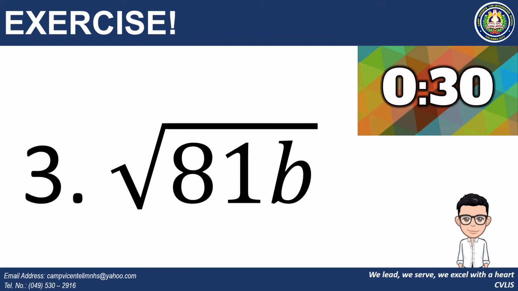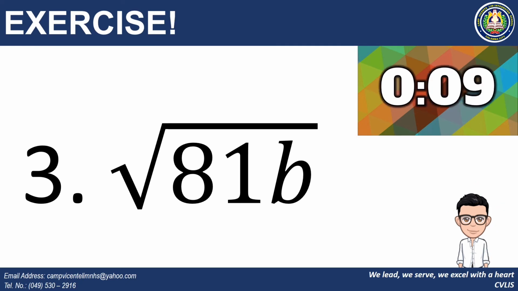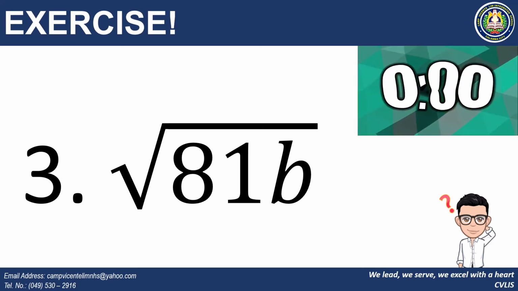Number 3 is the square root of 81b. 30 seconds starts now. Time's up.